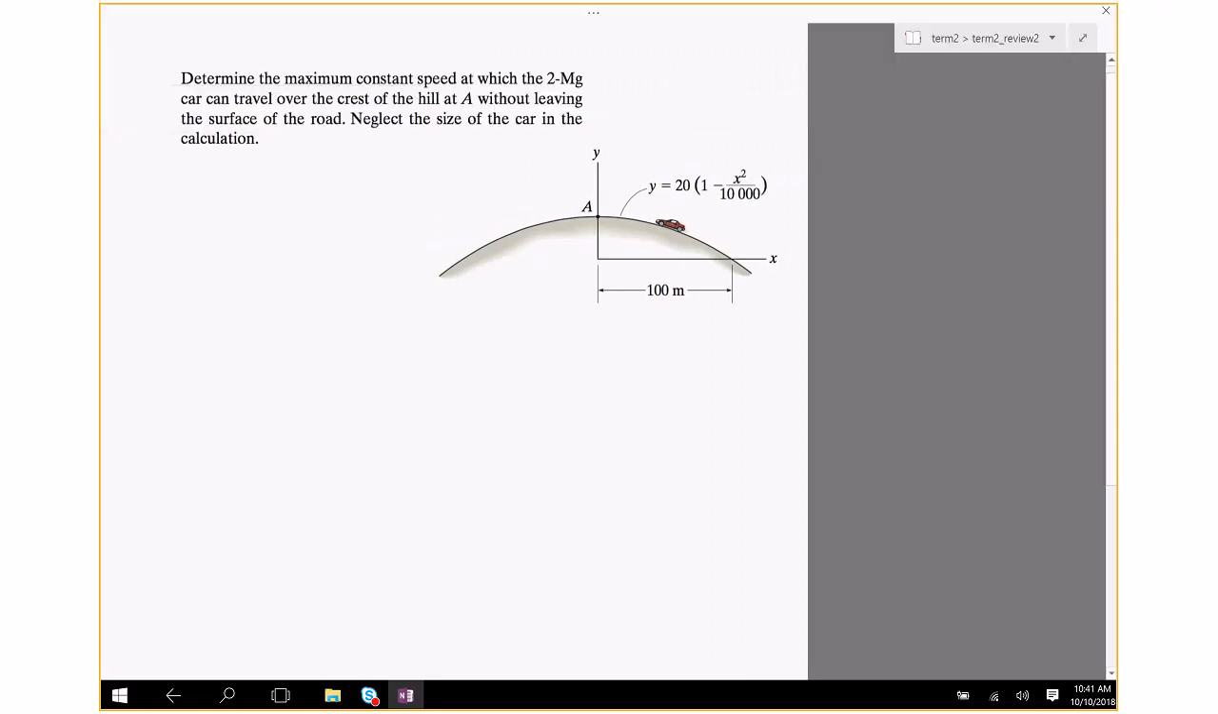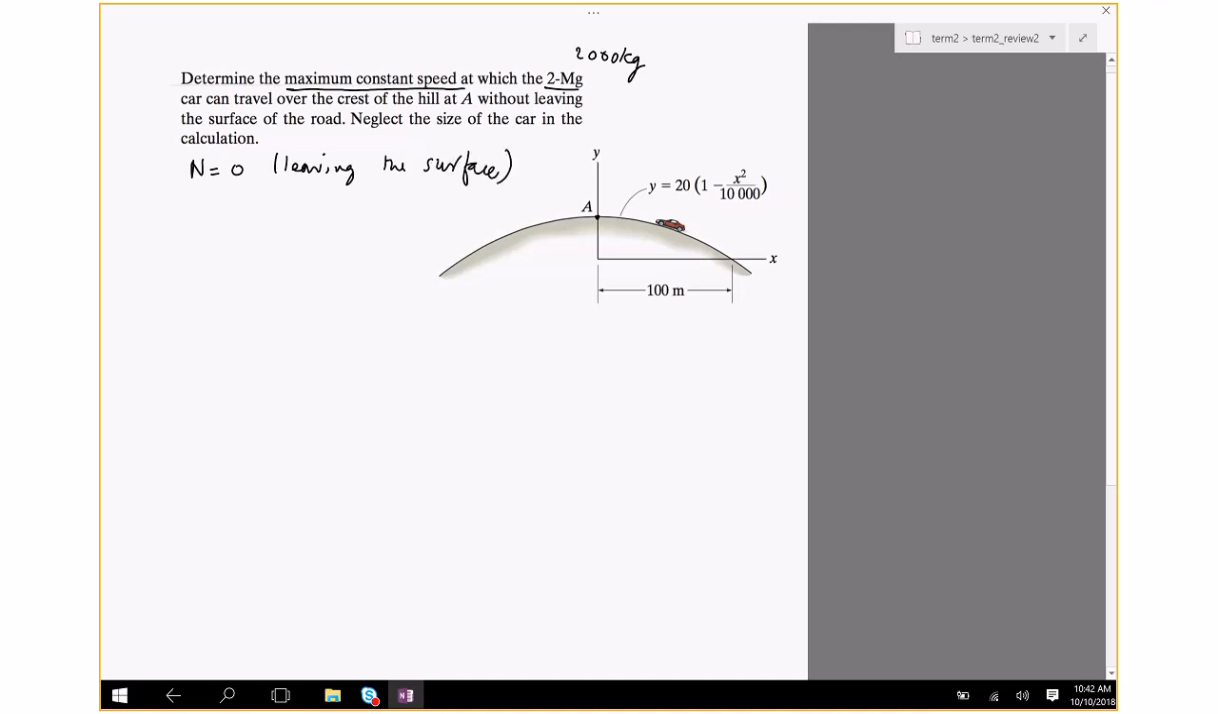So determine the maximum constant speed at which the 2000 kg car can travel over the crest of the hill A without leaving the surface of the road. Neglect the size of the car in the calculation. Okay, so the car is traveling at constant speed. V is constant. So what's the condition for the car to not leave the surface of the hill? The normal force equal to 0 is the condition for leaving the surface.